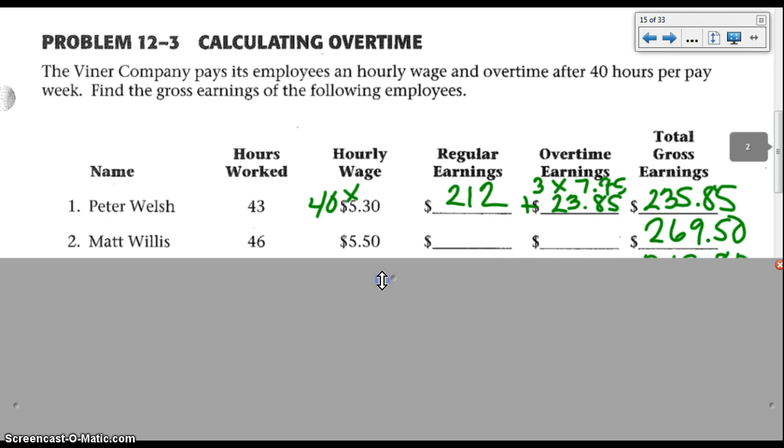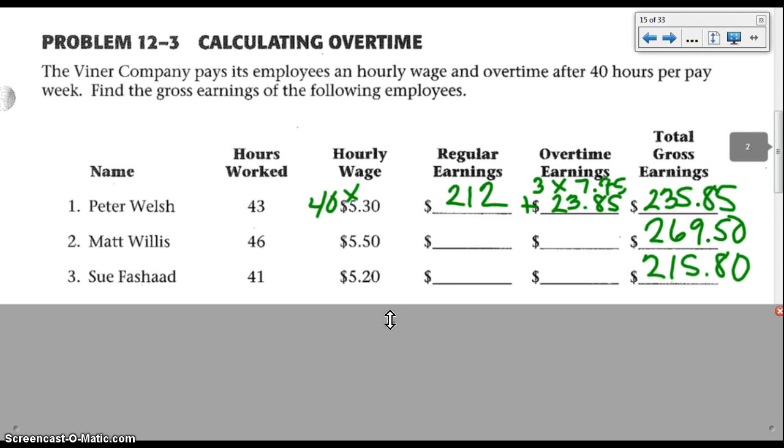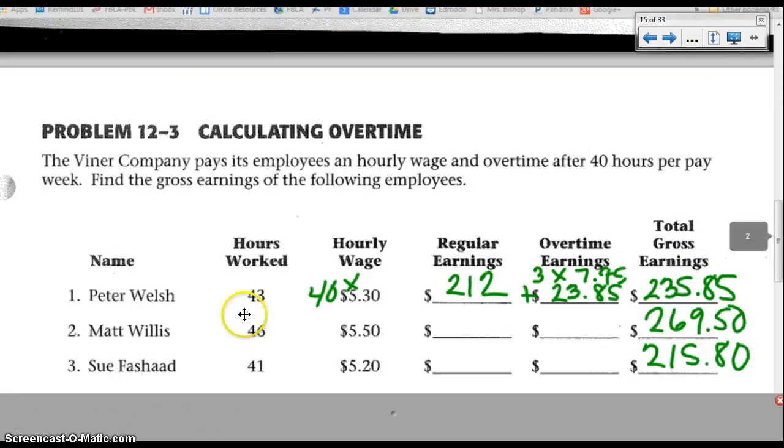Alright, for Matt, you should have had total gross earnings of $269.50. And for Sue, we've got $215.80. So that wraps up calculating gross earnings, which is section 1 of chapter 12.